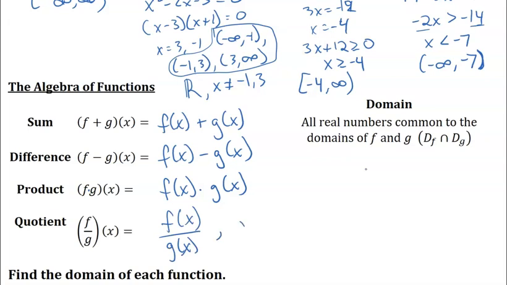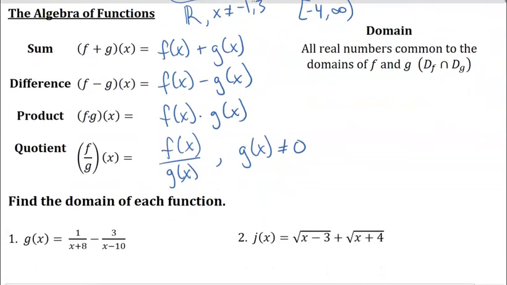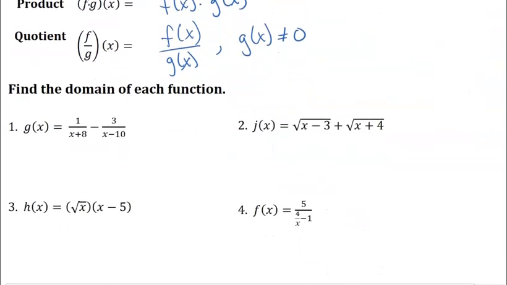Now, here we do need to add that g of x cannot equal 0, okay? Because now we have a fraction, and we need to make sure that in the resulting quotient, the denominator is not 0, okay? So in addition to the original domain restrictions that need to come out, we also need to check to make sure our denominator is not 0. All right, so let's do a few examples of this.